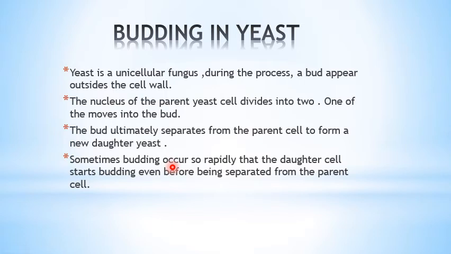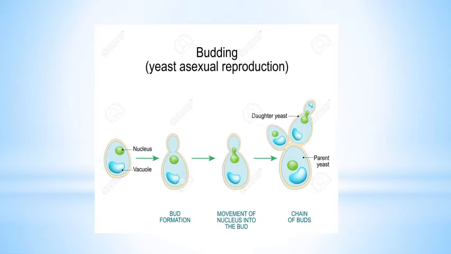Sometimes budding occurs so rapidly that the daughter cell starts budding even before being separated from the parent cell, and you will find a chain of buds during budding in yeast. In this picture you can see the unicellular fungus, yeast. Nucleus, vacuole, because it is a fungus, it has a vacuole, and here the budding takes place, an outgrowth from the parent cell.